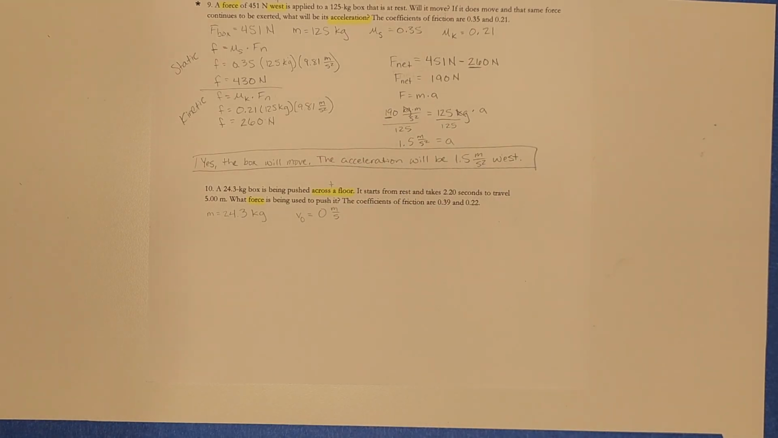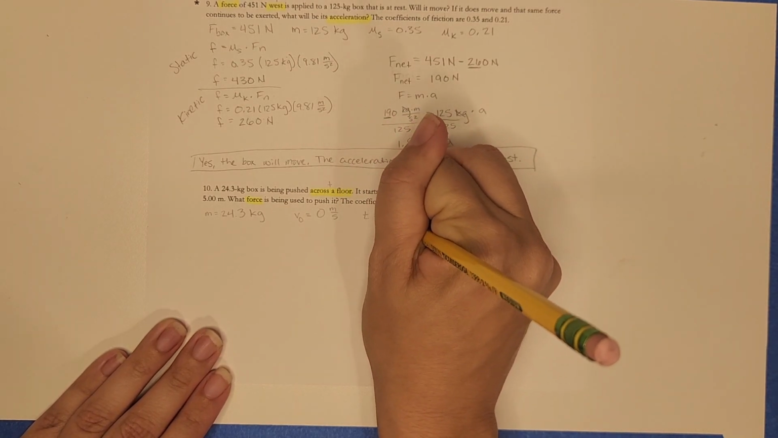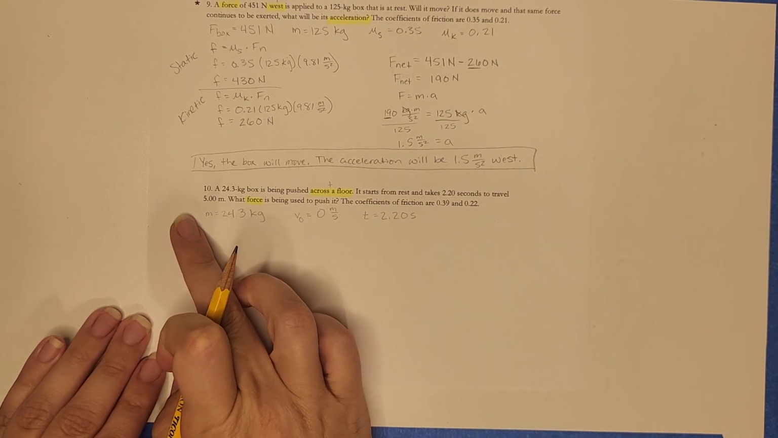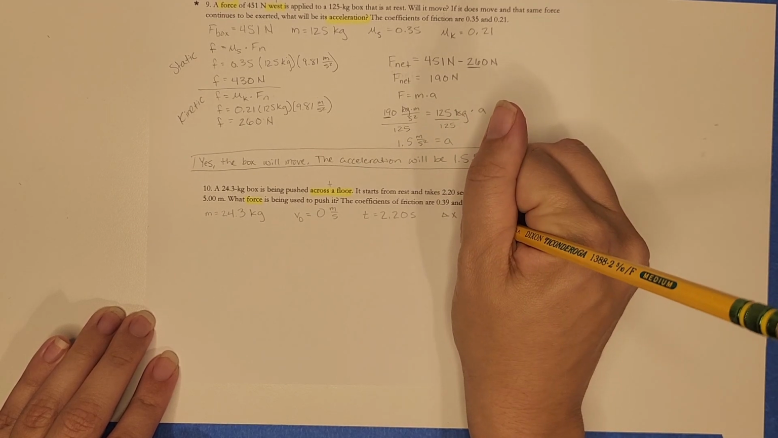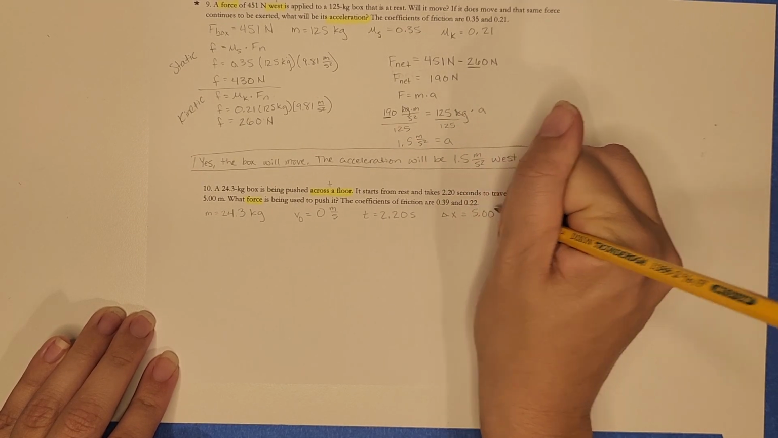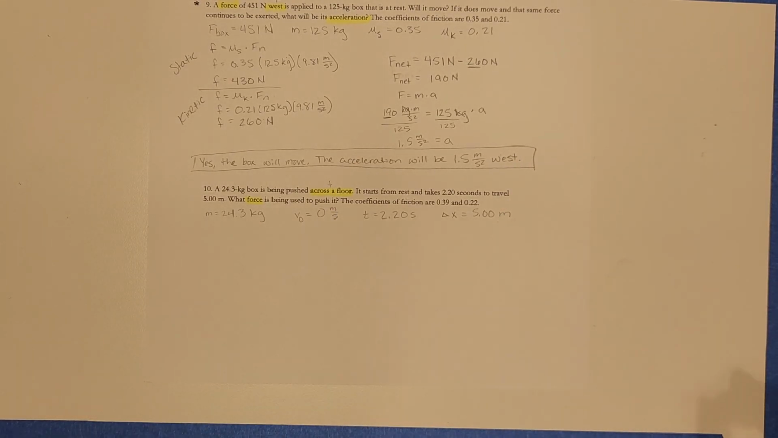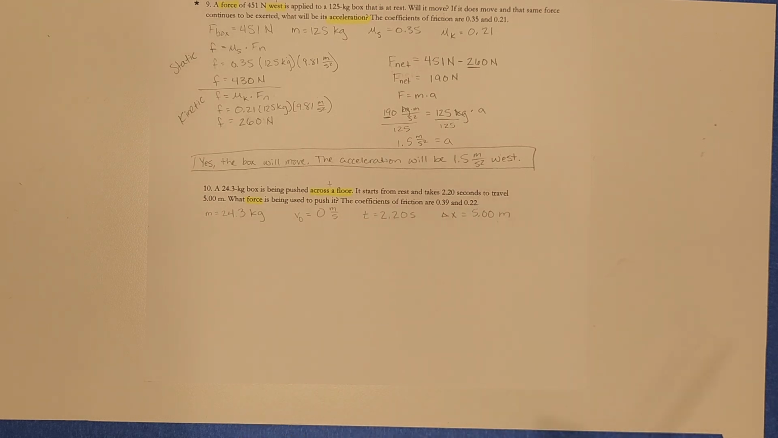It's going to take 2.20 seconds to travel, so I have a time, t equals 2.20 seconds. And it's going 5.00 meters. So that is my delta x, my displacement, 5.00 meters. Then I have my question, what force is being used to push it? And then we're given one more piece of information: coefficients of friction are 0.39 and 0.22.